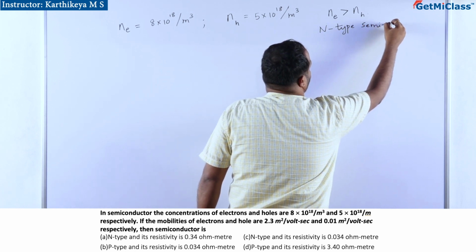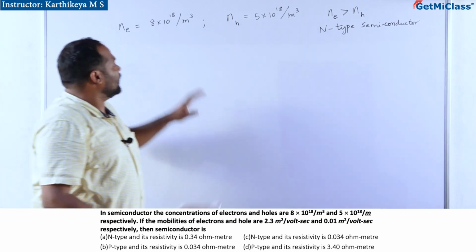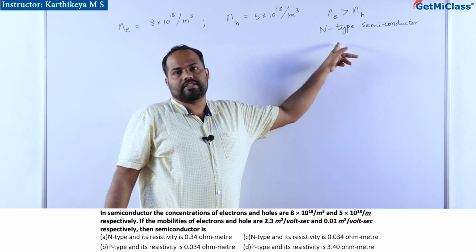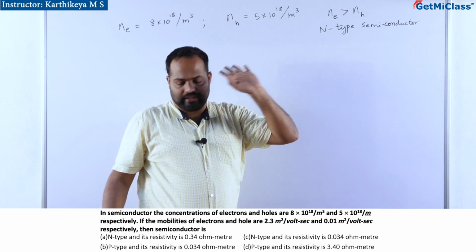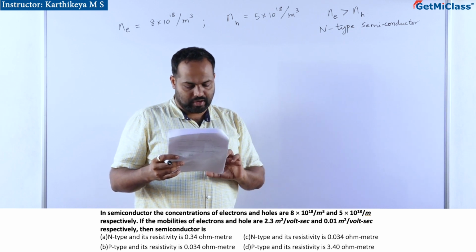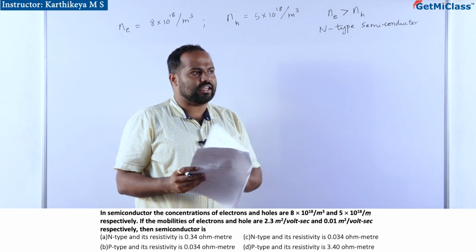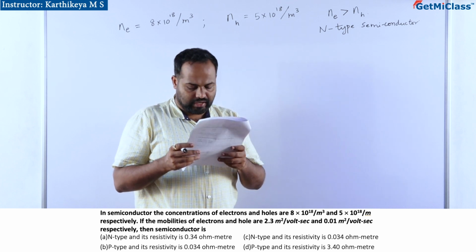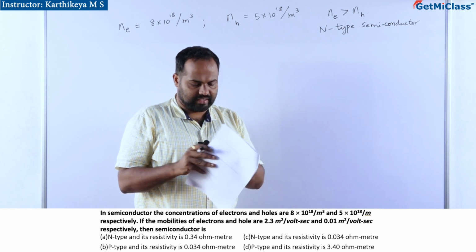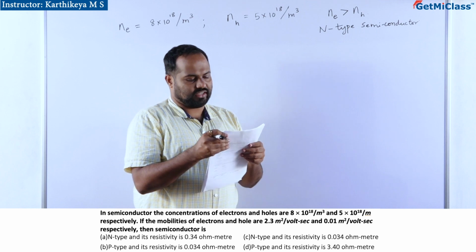When holes are majority carriers, such a semiconductor is P type. When electrons are majority carriers, as in this case, then such a semiconductor is N type. That is one part of the question answered. N type. Now option A is there, and also option C is given as N type. So you have to calculate its resistivity.